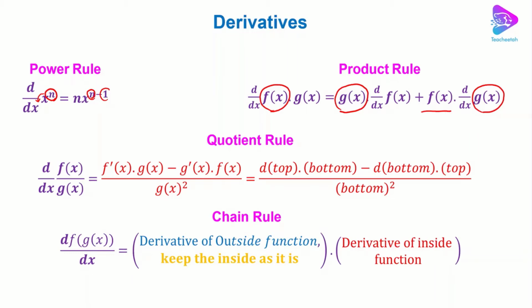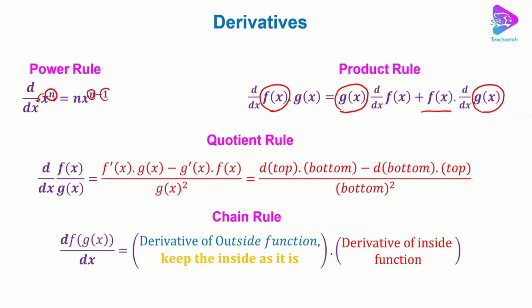So for the product rule, basically we have a multiplication of two functions like f(x) times g(x), and the first step is to take the derivative of f(x) and then multiply it with g(x) as it is, plus f(x) times the derivative of g(x). So this is basically the product rule.